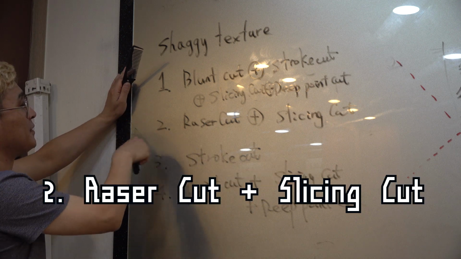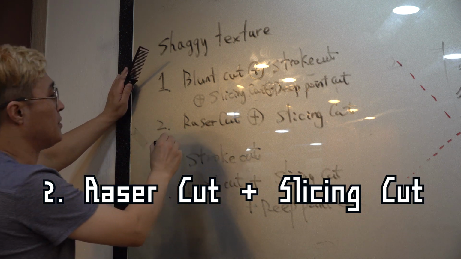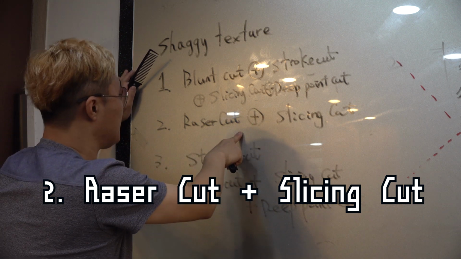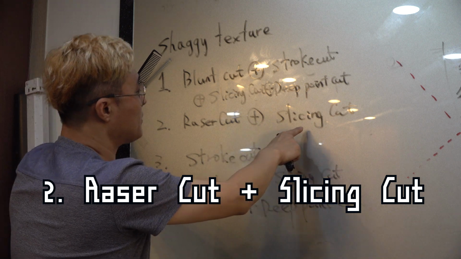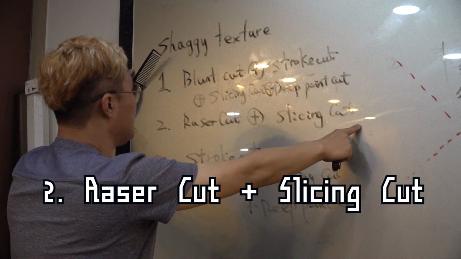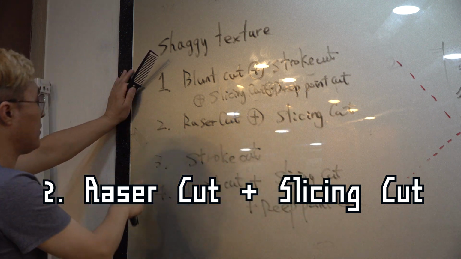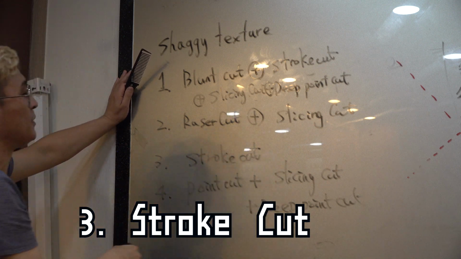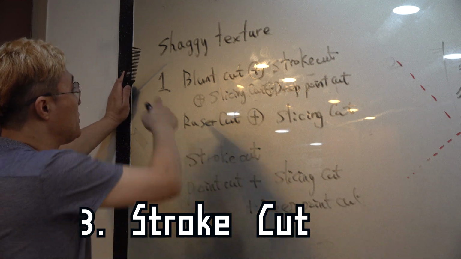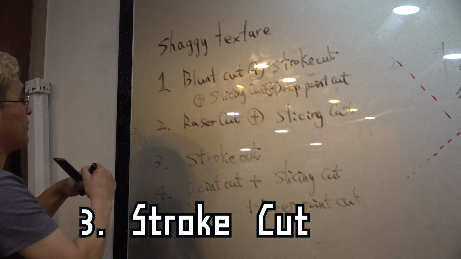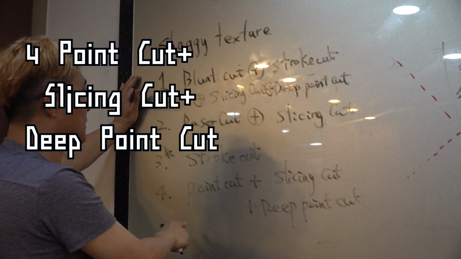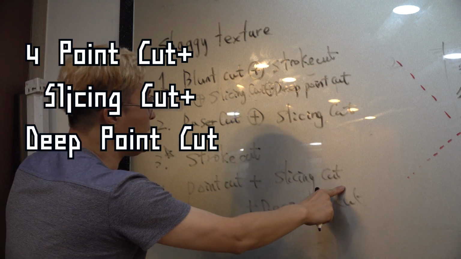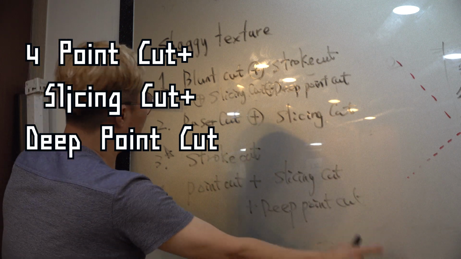The second method is original. The second technique is the laser cut technique, plus the slice cut technique by laser cut. Third, a general, unique, original stroke technique to make Shaggy texture. The first is point cut technique by general scissors, plus slice cut technique, plus deep point cut technique.